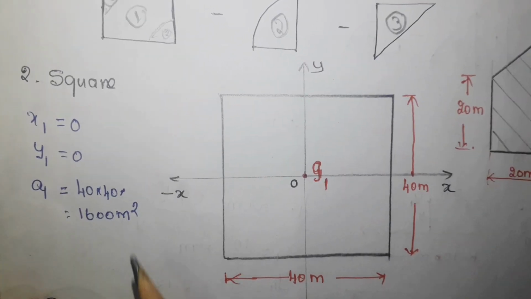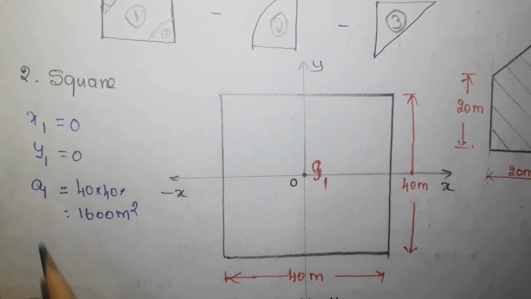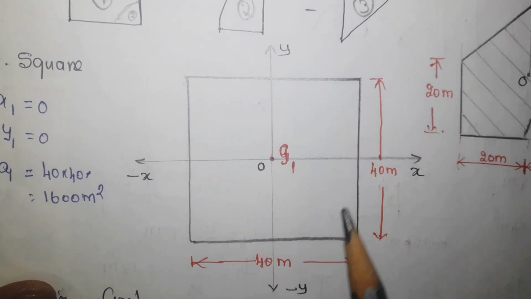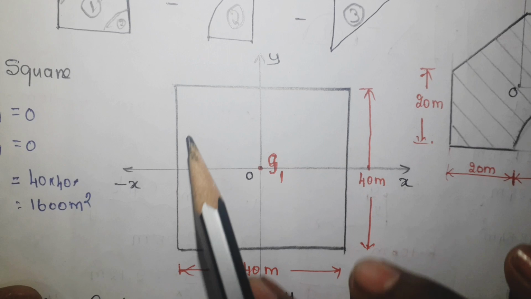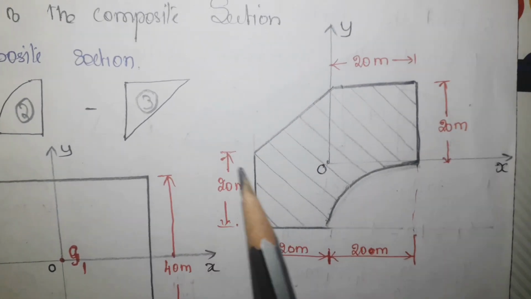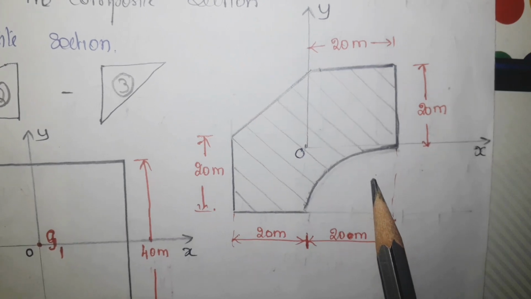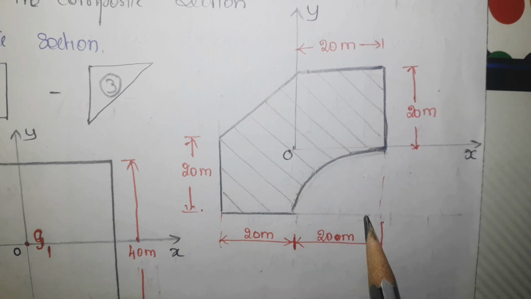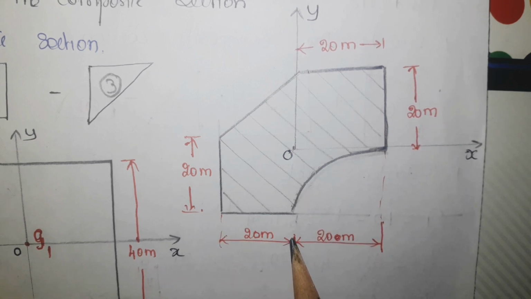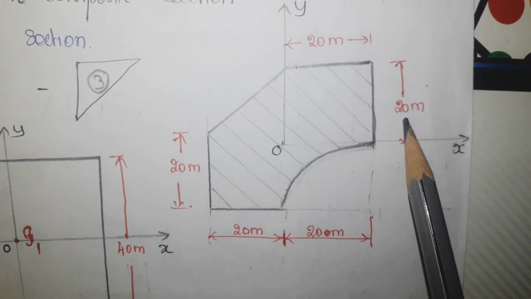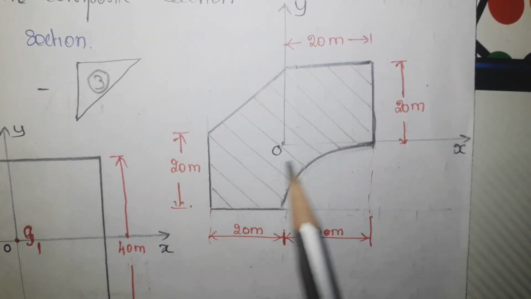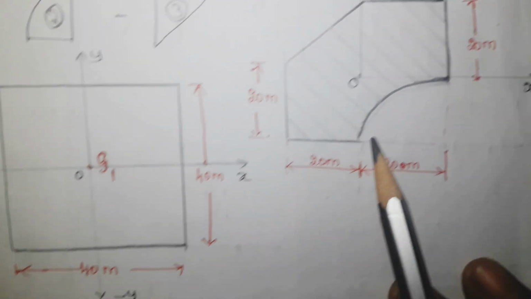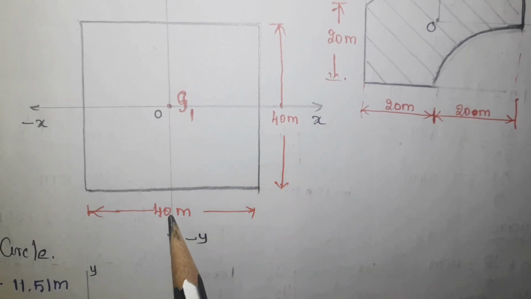Now we will go to the second step. In the second step, we have to find the x coordinate, y coordinate, and A1 for each individual section. My first section is the square. To draw this separate diagram, you refer to the original composite section. First check the dimension. You see here 20 and 20, so one side of the square is 20 plus 20, 40. Similarly, on the other side you have 20 and 20, so 40. So this side also 40, it is a square. This is what we have represented, 40 into 40.